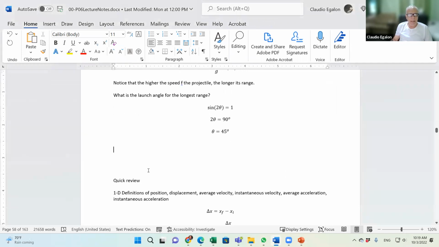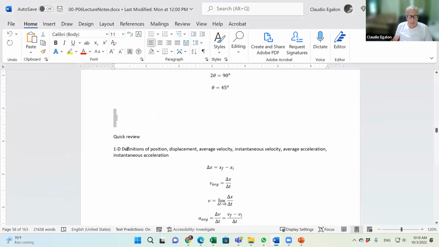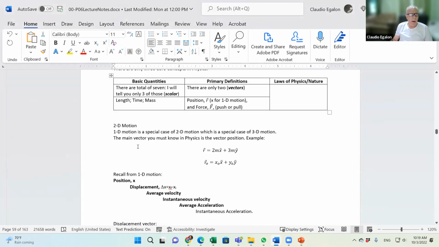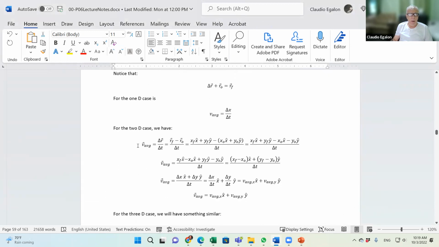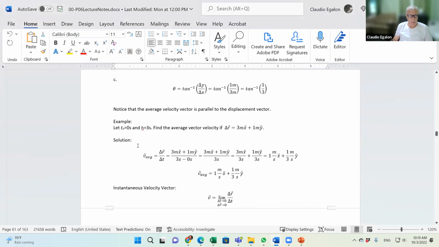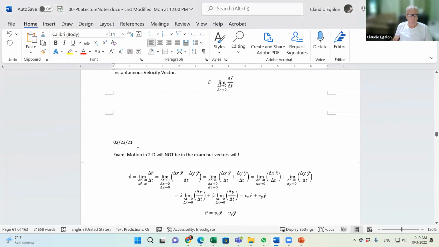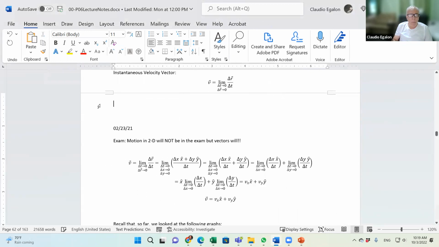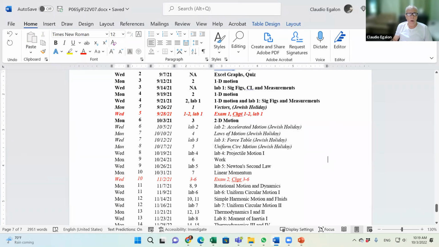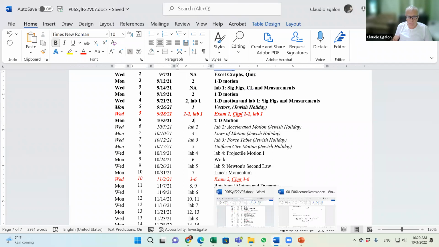Okay, so that's the quick review that I want to do for projectile motion. Let's go back here to the motion. What I want to do now is to start chapter 4.